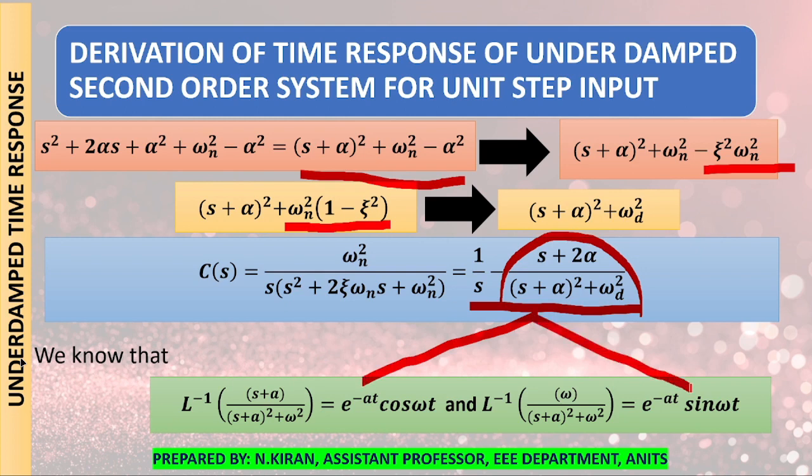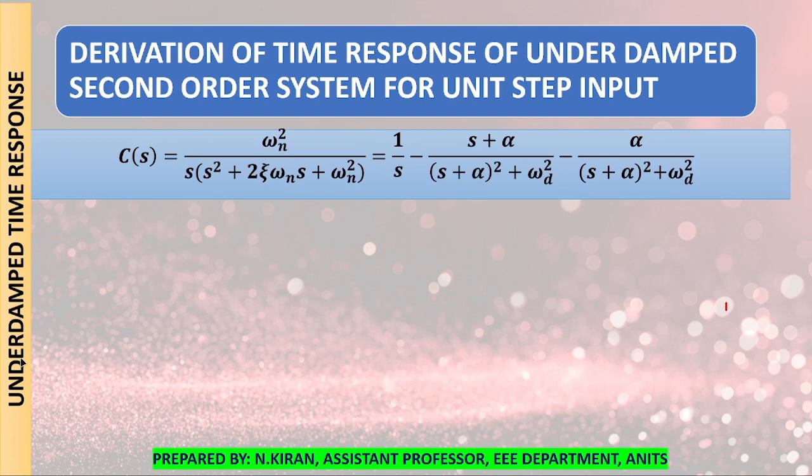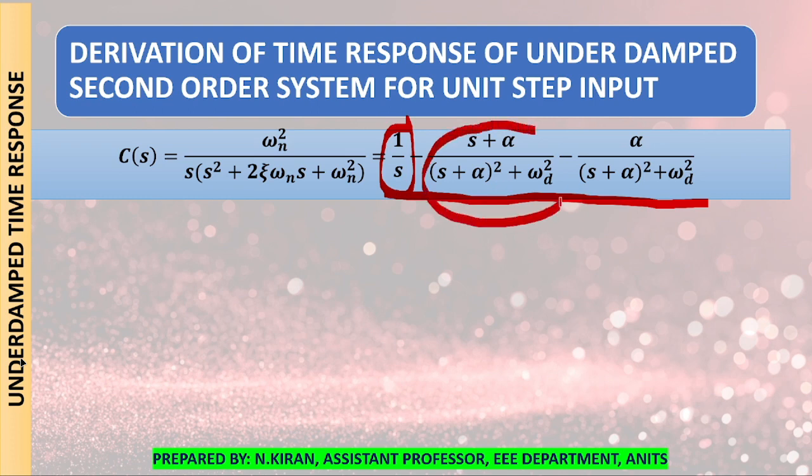In order to bring it into those two standard forms, the numerator s plus 2 alpha I will rewrite as s plus alpha plus alpha. That is the reason I have obtained 3 terms here, isn't it? The first is actually in the standard form 1 by s. The second term is also in the standard form: s plus a divided by (s plus a) whole square plus omega square. But the third term is not in the standard form.